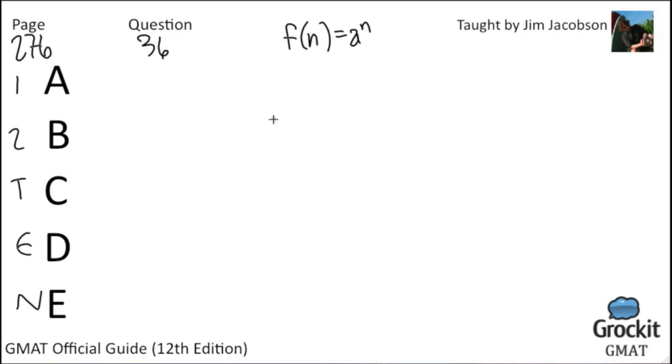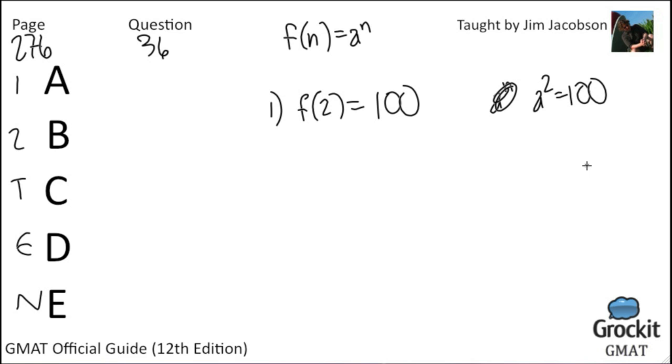Okay, so statement number 1. F of 2 equals 100. So that gives us a squared equals 100. An important thing to remember about the GMAT, of course, is that when you are given something like this, there are actually 2 possible values for a. That's the big trick on this question. A itself could equal 10 or negative 10. Each of these numbers squared gives us 100, and we can't tell which one it is.